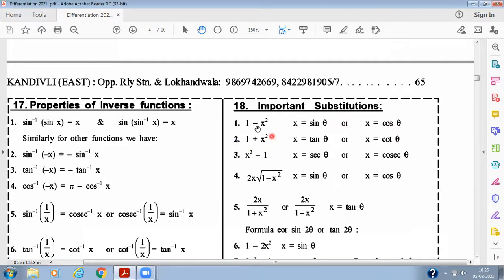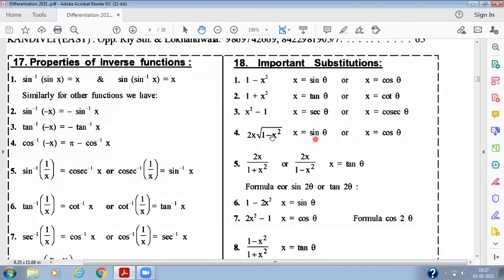Second expression, if we have the expression 1 plus x square, we are going to substitute x is equal to tan theta or x is equal to cot theta. And if we have the expression x square minus 1, so we are going to substitute x is equal to sec theta or x is equal to cosec theta. So first three substitutions are because of the fundamental identities.